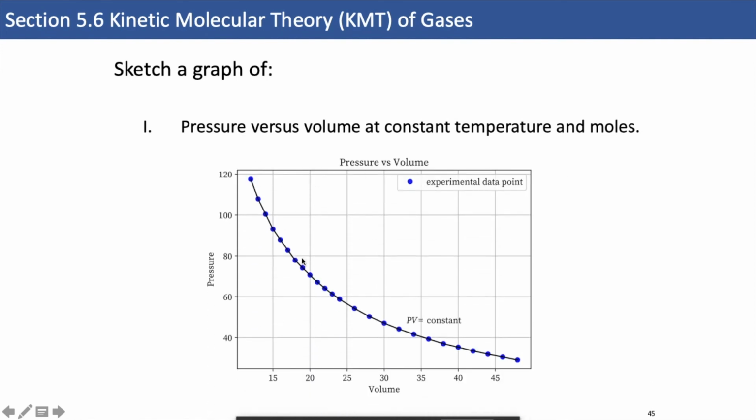So we get this nice curved graph. Pressure is on the y, and I've got volume on the x. Notice we get an inverse relationship here. As the pressure is high, the volume is low. As the volume is high, the pressure is low.